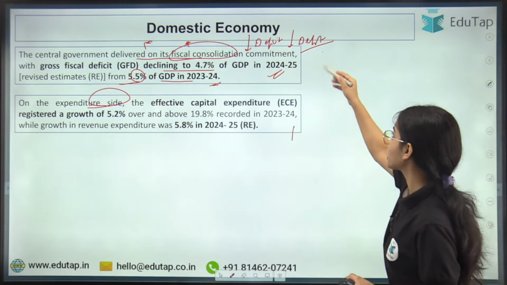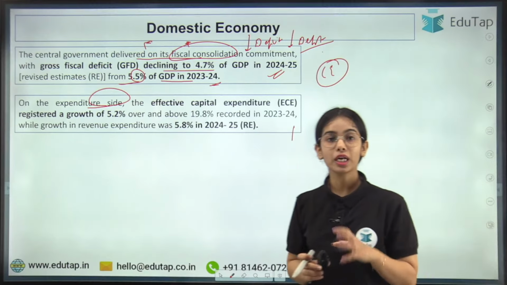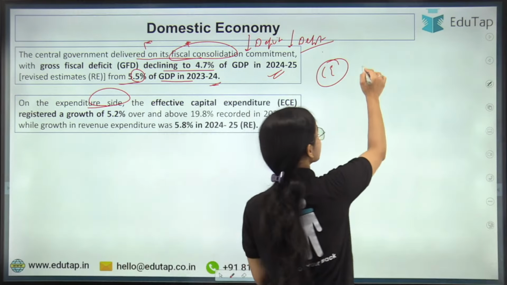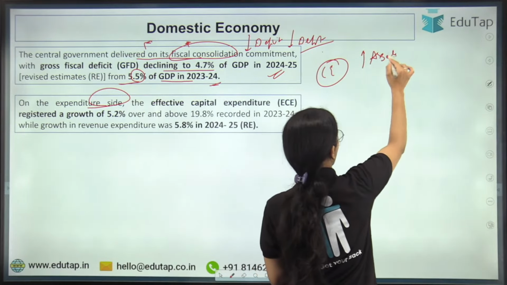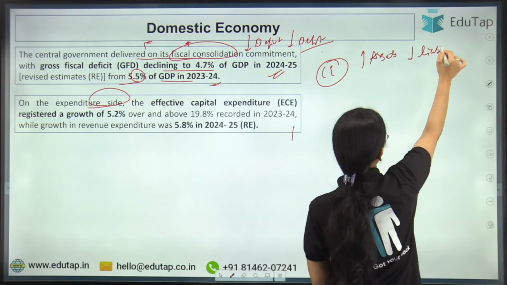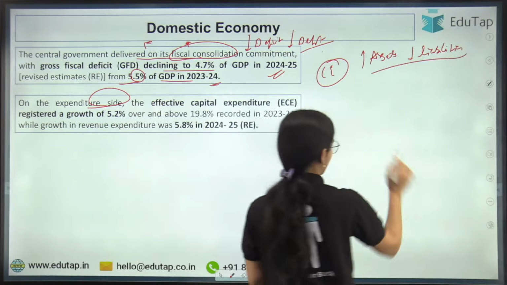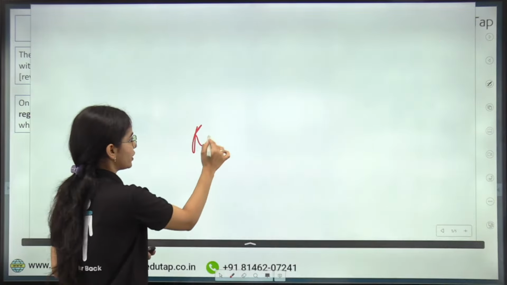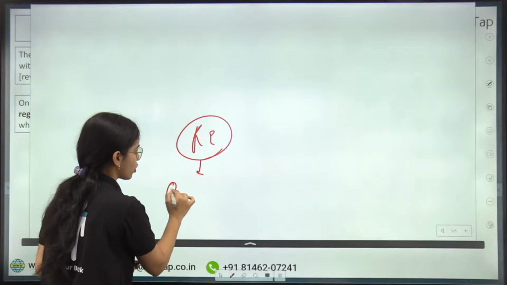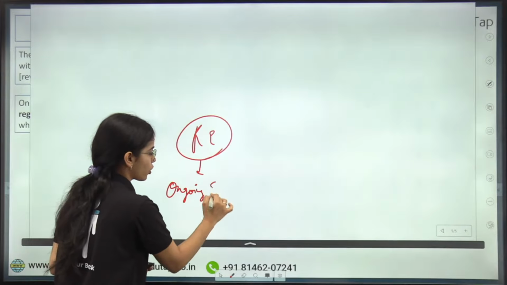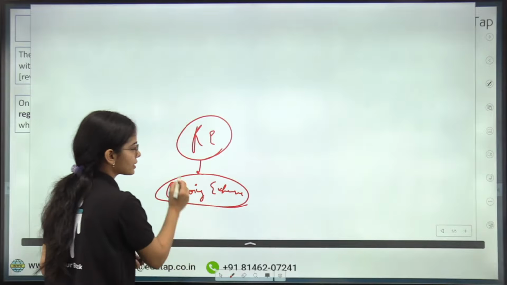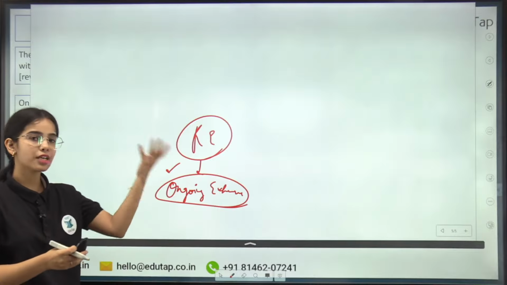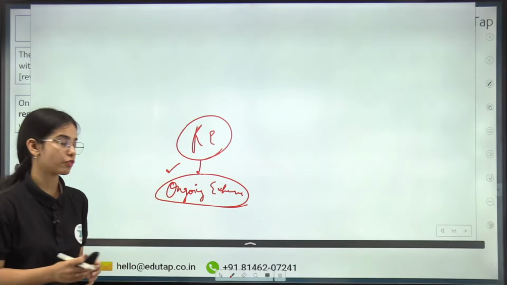On the expenditure side, the effective capital expenditure. Now, you must have heard about capital expenditure. What is capital expenditure? This is the expenditure that the government is doing to increase the assets in the country, or to reduce its liabilities. So remember this always: the revenue expenditure of the government is for the ongoing expenses, like the salaries, pensions and subsidies that the government is giving. So that is revenue expenditure, for the ongoing expenses of the government.